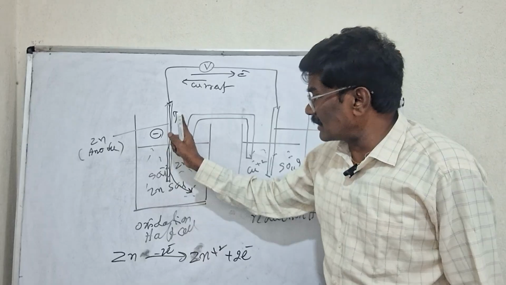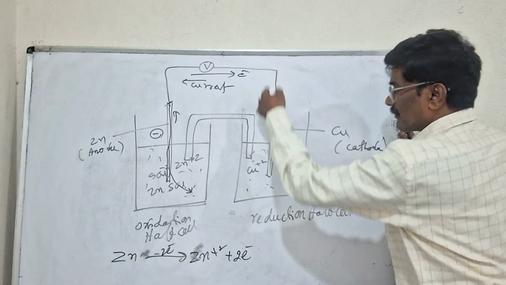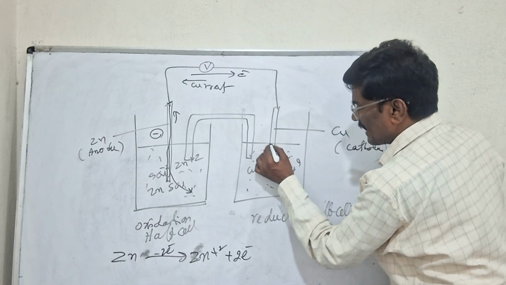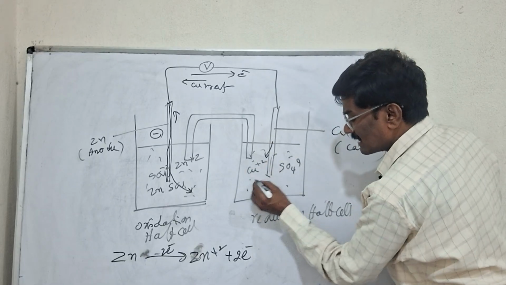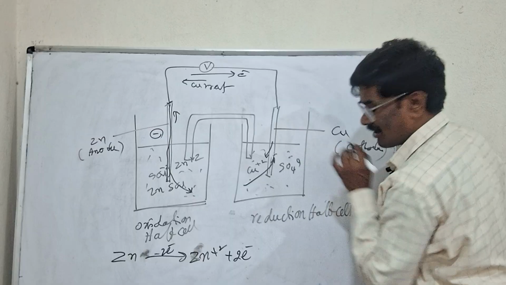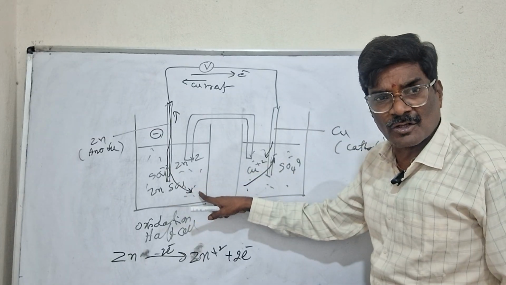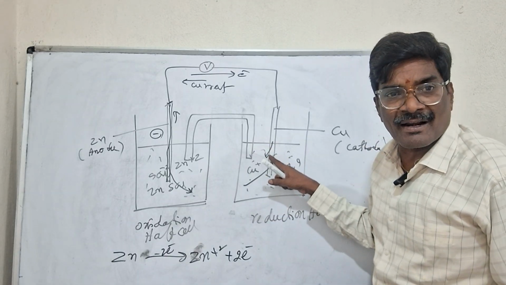Because of losing 2 electrons, this zinc rod becomes an anode. But here, electrons are flowing into this rod, and these 2 electrons are gained by our copper ions. Copper is deposited on this rod. Opposite here, ions are produced into the salt solution. Here, copper ions are deposited on the copper rod.